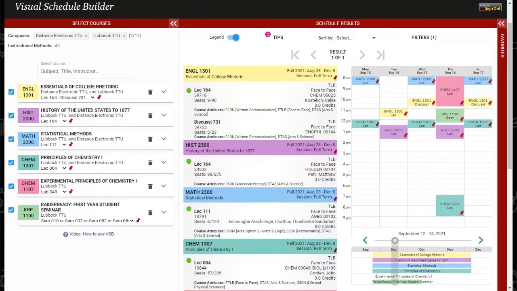Using the weekly feature down here in the bottom right, we can see that if we move over 1 week, our lab disappears. If we move over again, it comes back. So that tells us that our chemistry lab, Chem 1107, alternates.